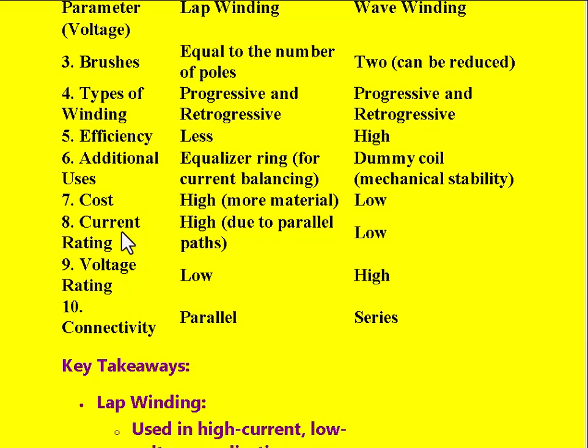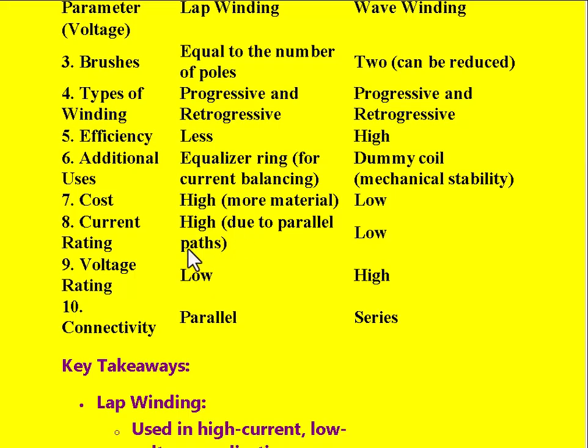Current rating. In case of lap winding it is high due to the parallel paths. The number of parallel paths is more in the lap winding, whereas in wave winding the number of parallel paths is less, so the current rating is low in case of wave winding, whereas in case of lap winding it is high.